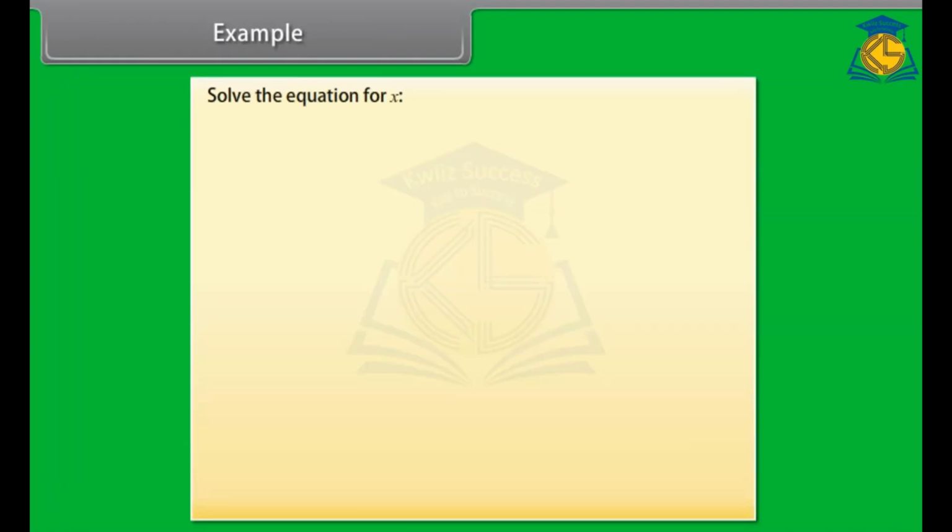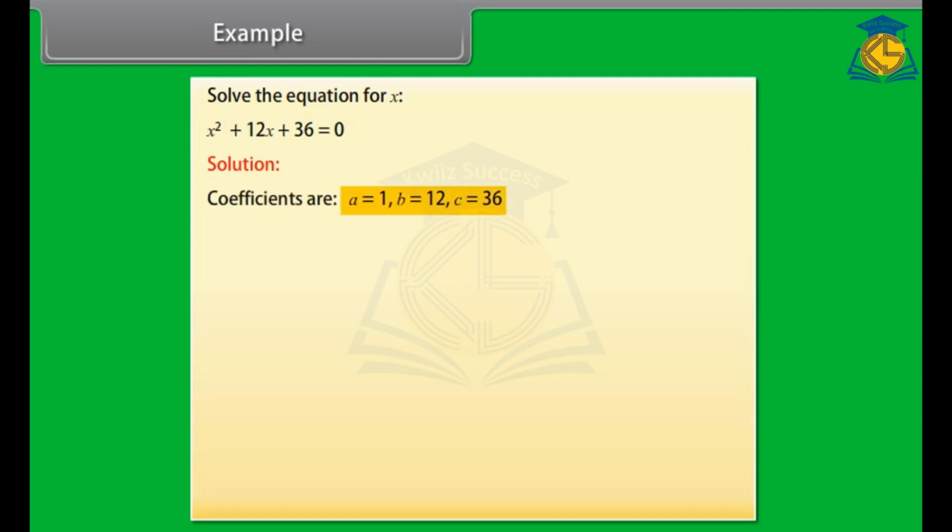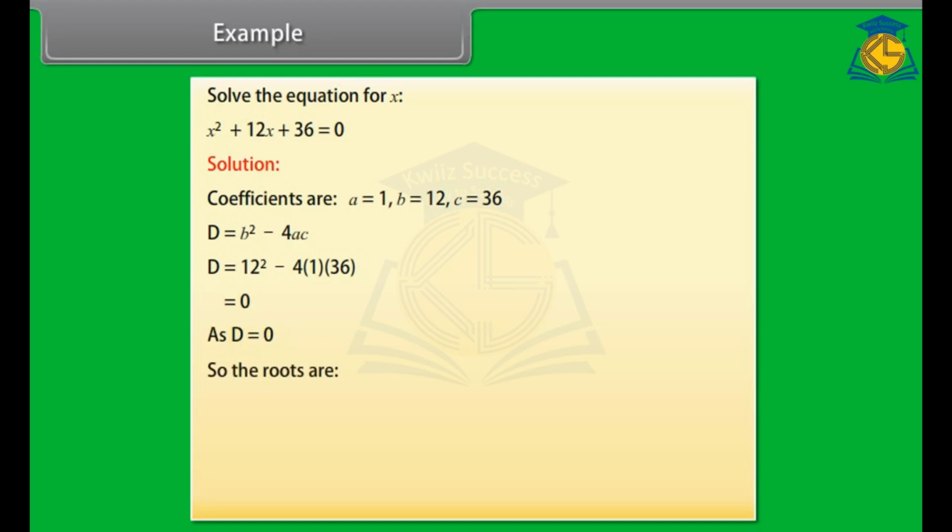Example. Solve the equation for x. x square plus 12x plus 36 is equal to 0. Solution. Coefficients are a is equal to 1, b is equal to 12, c is equal to 36. d is equal to b square minus 4ac. d is equal to 12 square minus 4 into 1 into 36 is equal to 0. As d equals to 0, so the roots are x is equal to minus 12 by 2 into 1. Now solving, we get x is equal to minus 6.